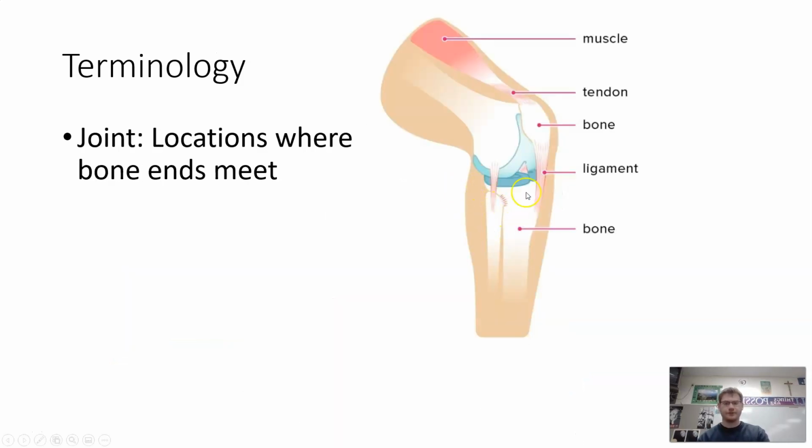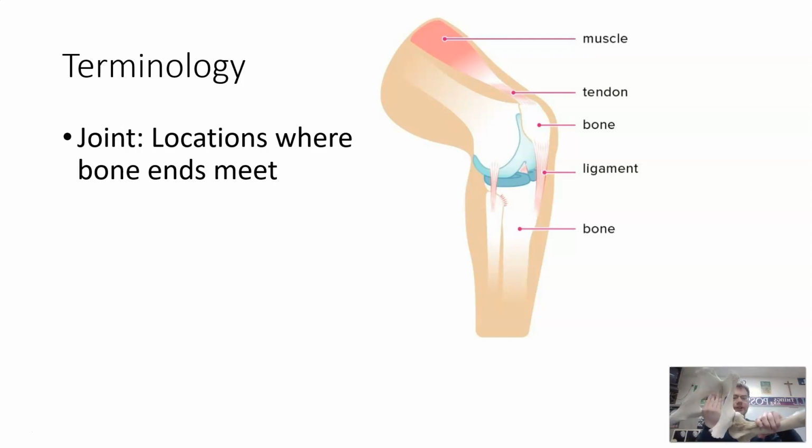Joint, location where bone ends meet. So this right here is a joint. This would be your knee joint or a hinge joint. So it's where bone meets bone, as you can see, like that. Bone meets bone.